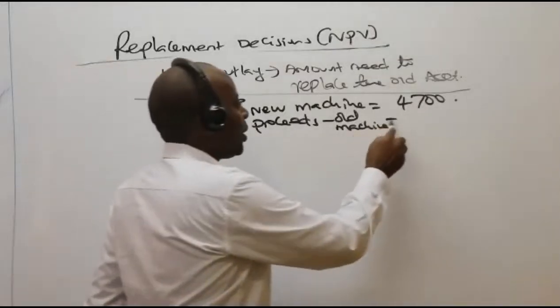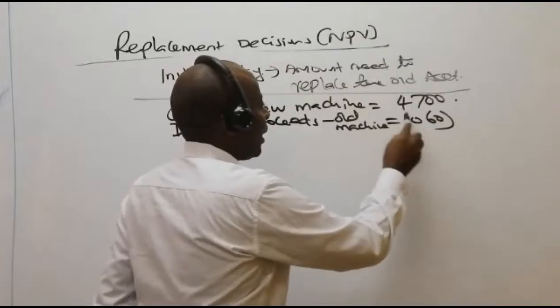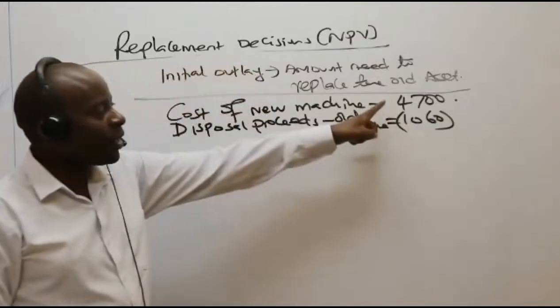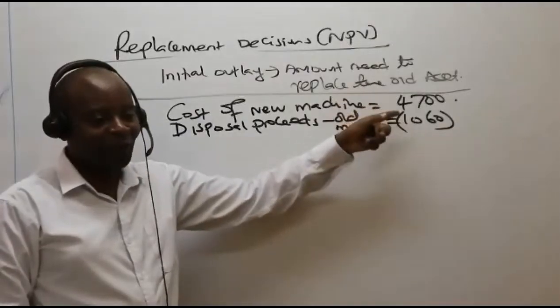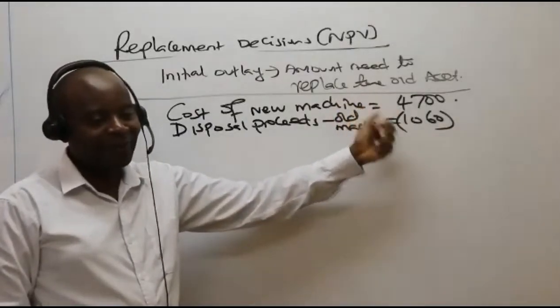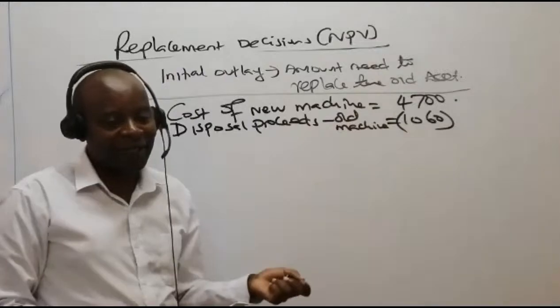Disposal proceeds of the old machine, 1060. Of course, they have to go in opposite directions. The moment you take the cost to be positive, then the disposal proceeds, the revenue, has to be negative.